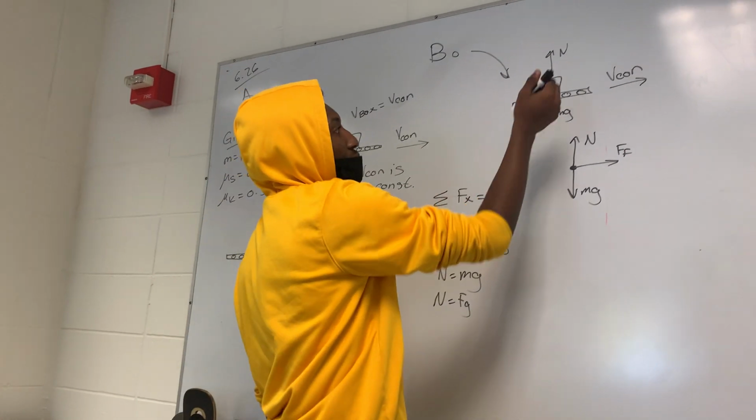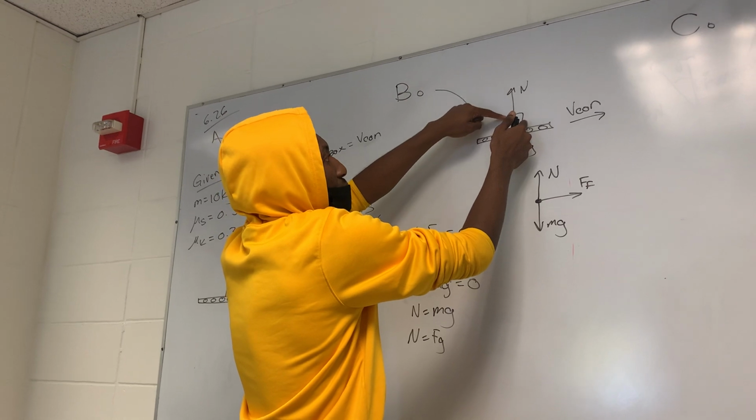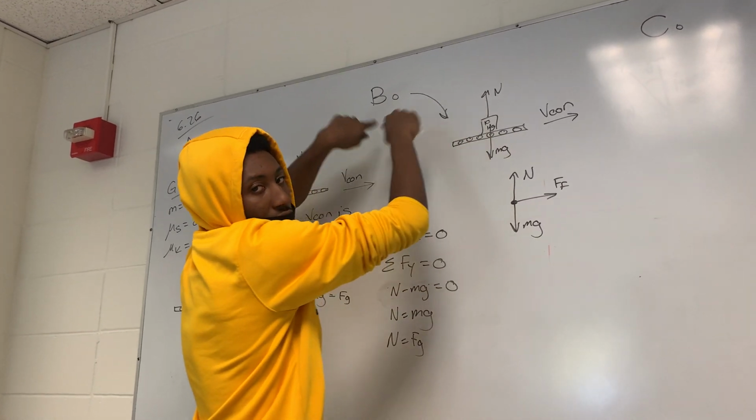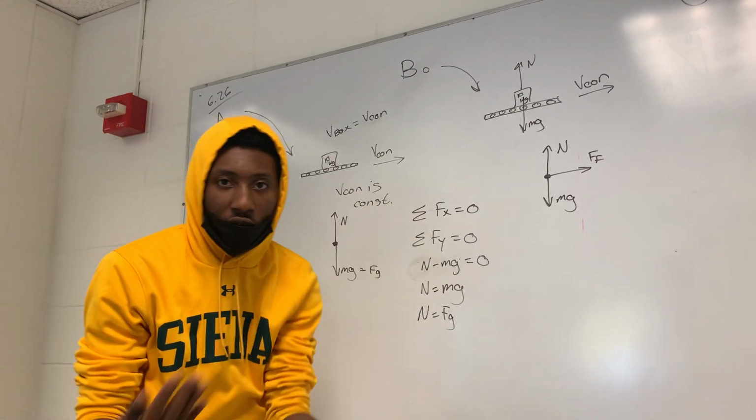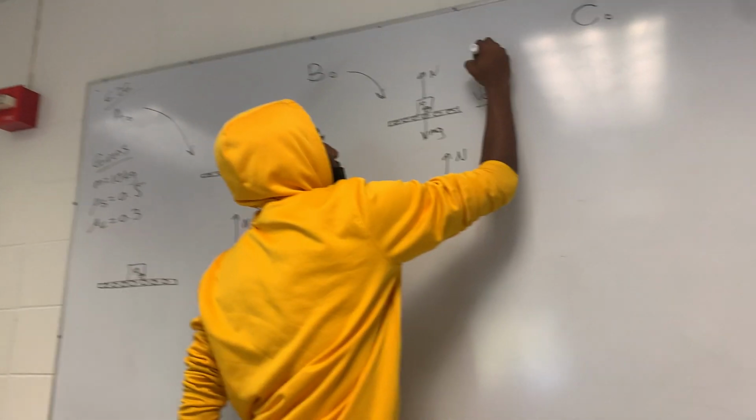So in this case, the same thing happens. This part of the box moves this way, but then the box will tumble backward. And that's more rotational, but that's later on. But yeah, it will tumble backward.